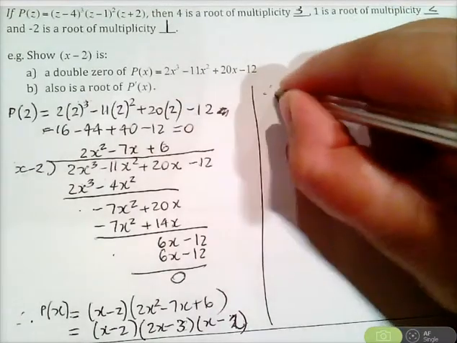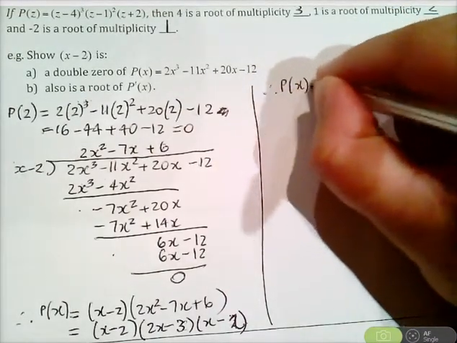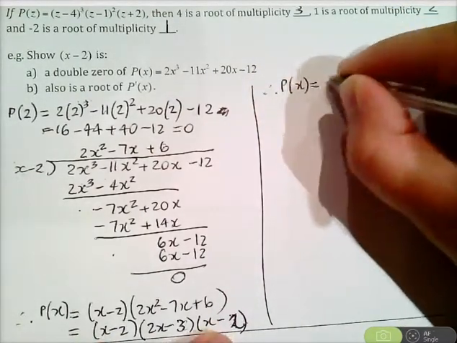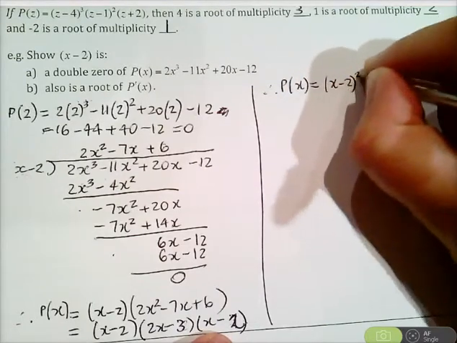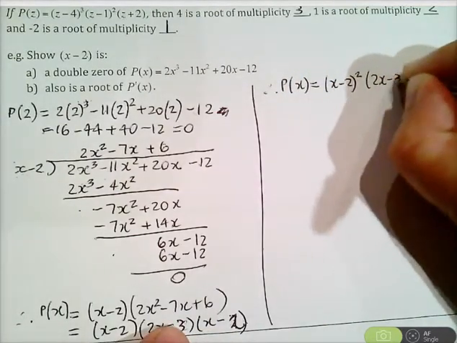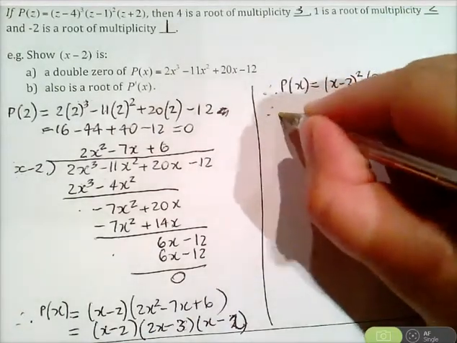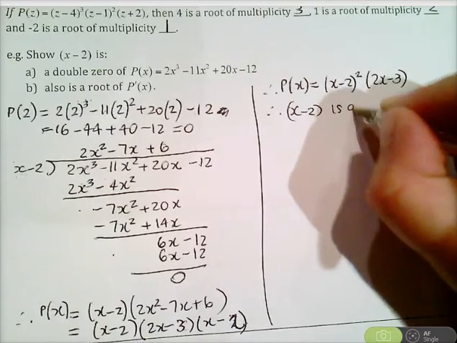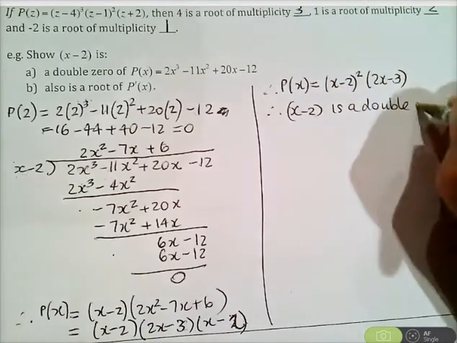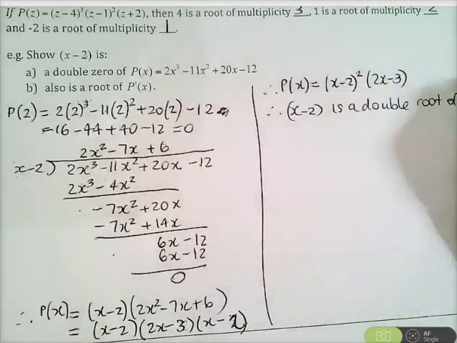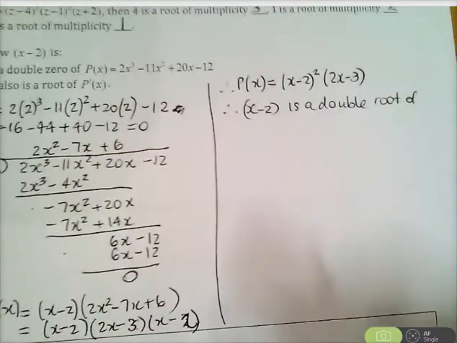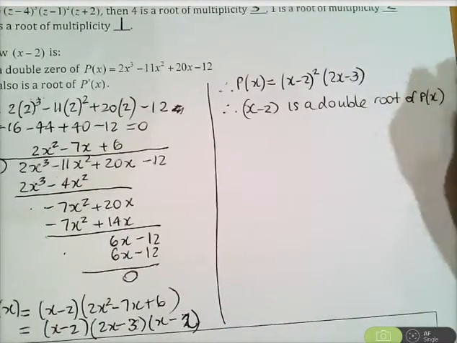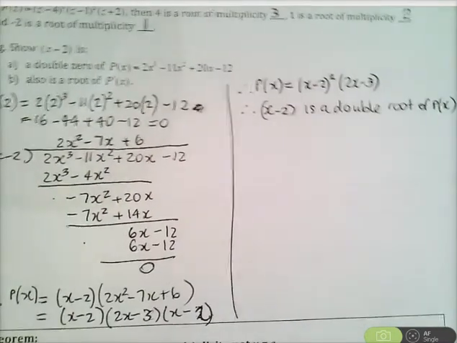And so therefore, we can say that our polynomial in x, here we've got x minus 2 twice, so it's x minus 2 squared times 2x minus 3. So therefore, x minus 2 is a double root of our polynomial. Now, this is not how we would normally do it, okay? There's going to be an easier method.